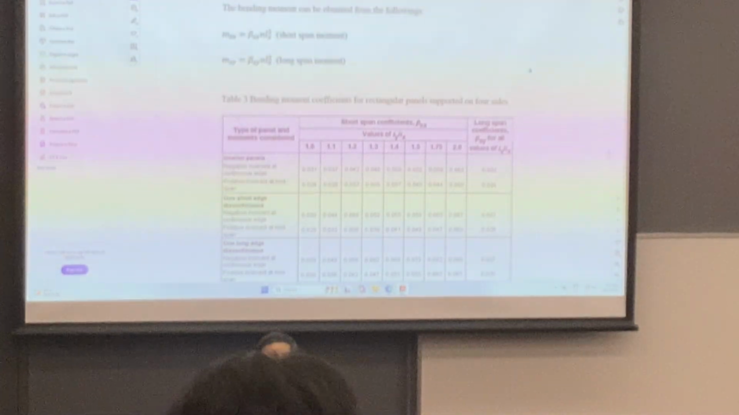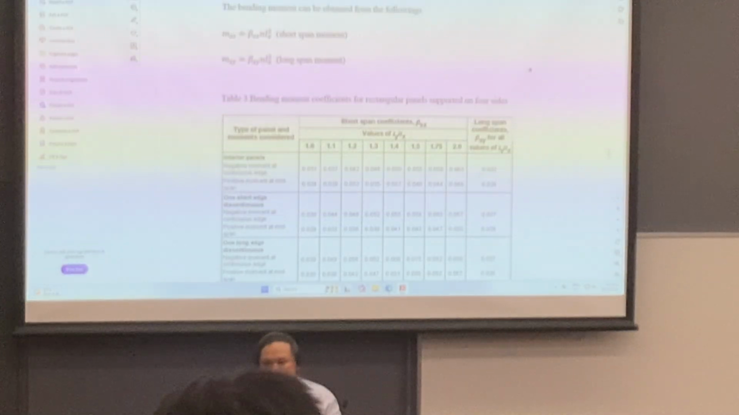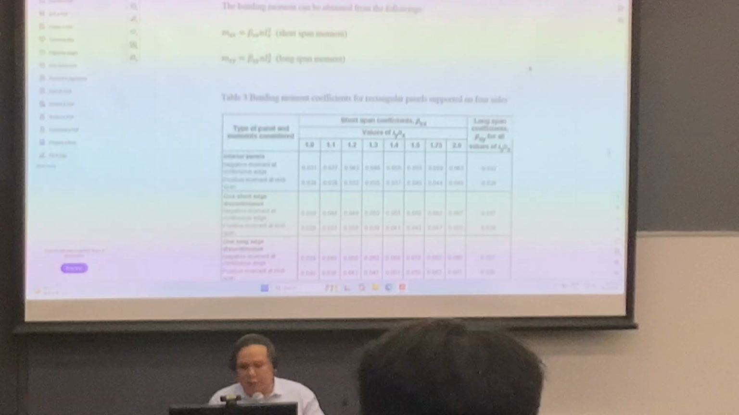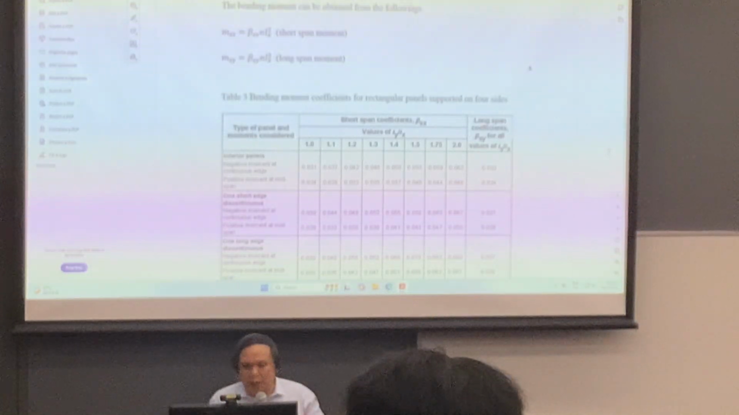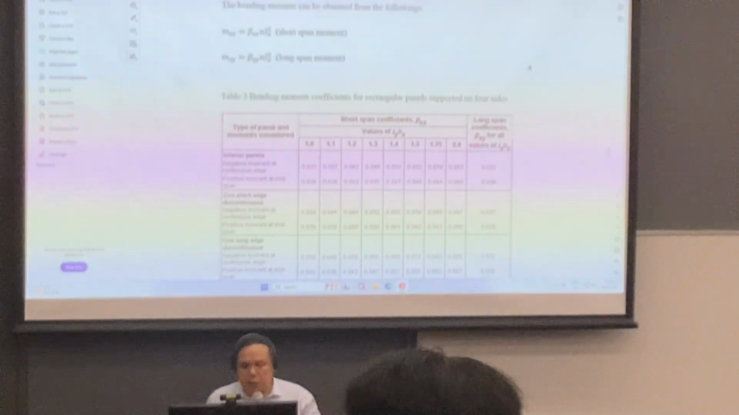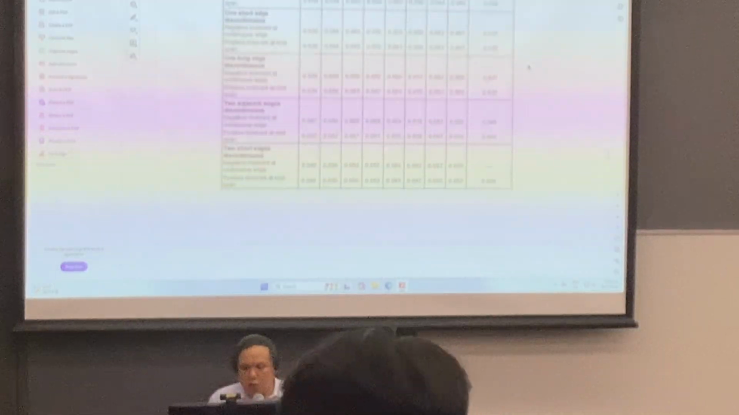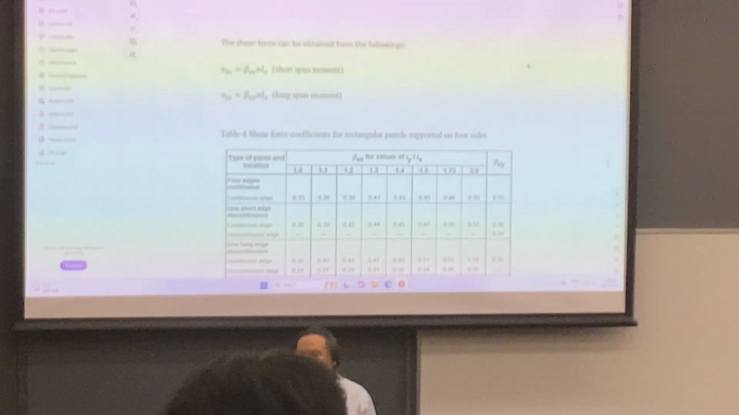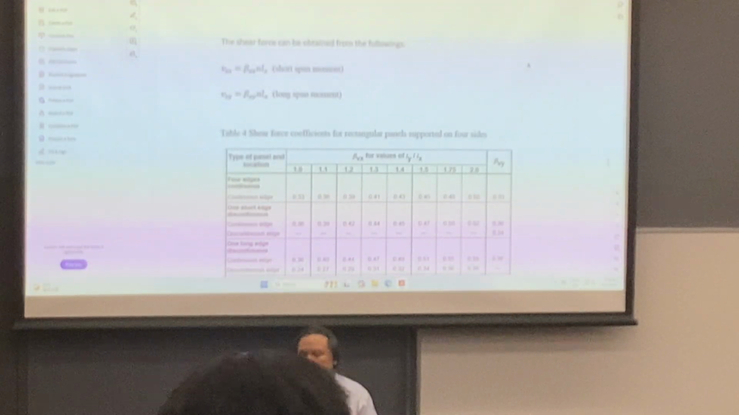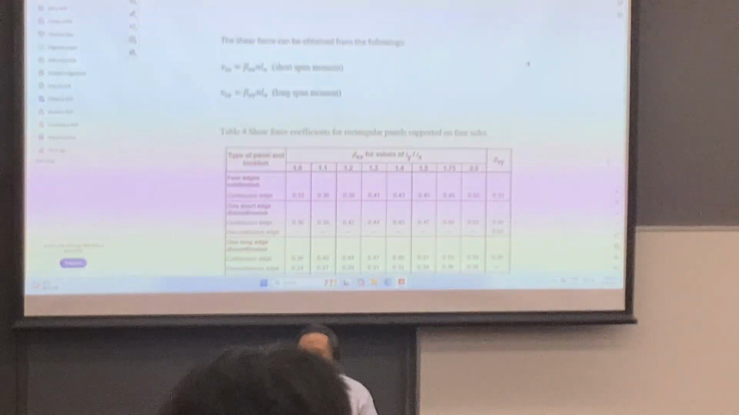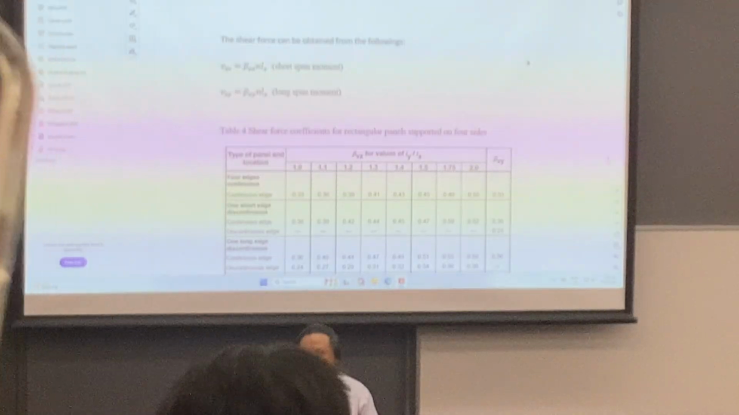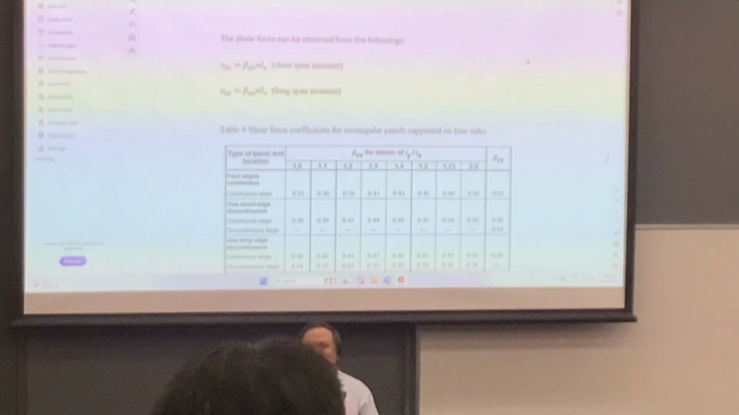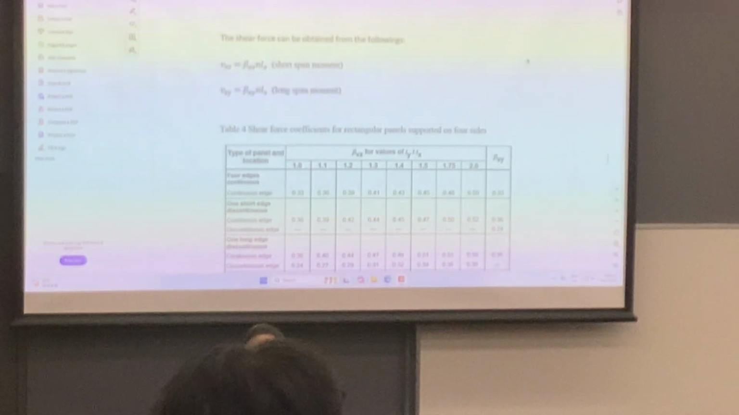They depend on the span ratio, Ly over Lx. So we can find the values for beta Sx and beta Sy depending on the ratio of the length. And for the shear as well, we can find beta Vx and beta Vy, and then times n times Lx to find the shear for the slab.